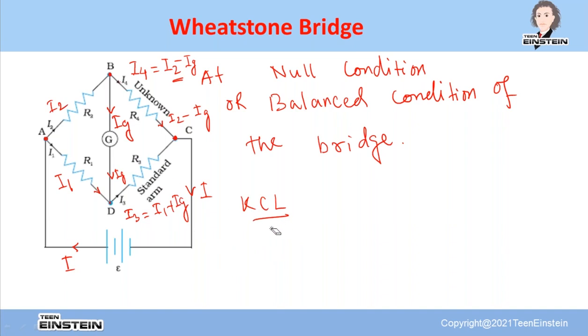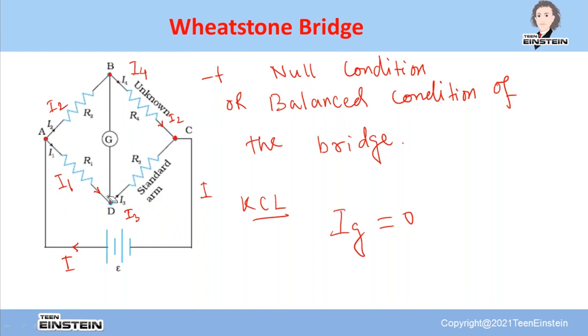What is the null condition? Null condition, or balanced condition, of the Wheatstone bridge is a condition when there is no current flowing through Ig. That means Ig is equal to 0. No current is flowing through the galvanometer, that means when you cannot see any deflection in the galvanometer needle. So Ig is 0.